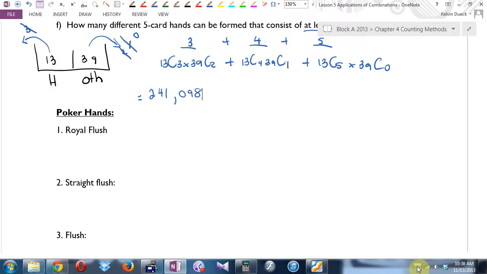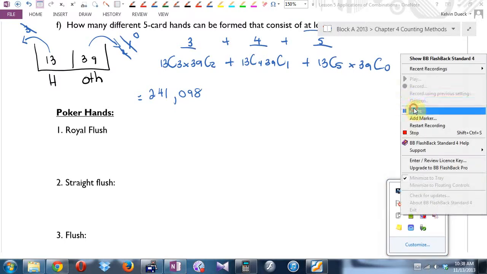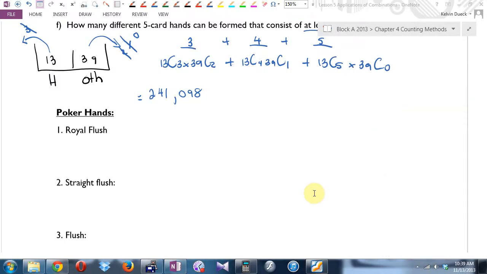How many cards are there in one suit? 13. And I want 5 of them. Hang on, all right, we're back. How many different royal flushes are there? So this one, I don't need to do any math. There are 4. You can have 1 in hearts, 1 in spades, 1 in clubs, 1 in diamonds.